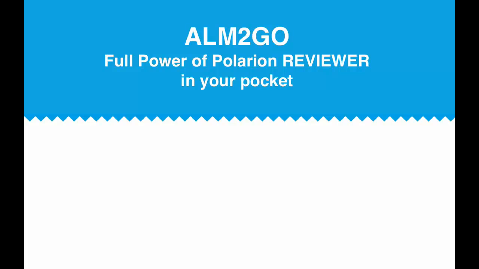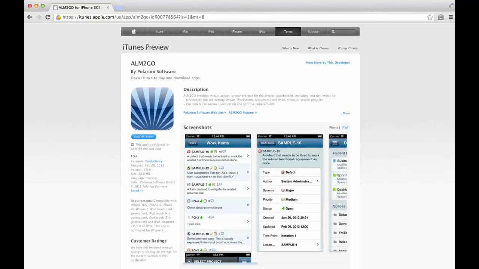It's nice that we can also, I say every year for a couple of years so far, release a new product. And this year, Polarion goes mobile. ALM2Go is an iOS application. It gives you the full power of Polarion Reviewer just in your pocket. It's available on the App Store, and you can download it for free.